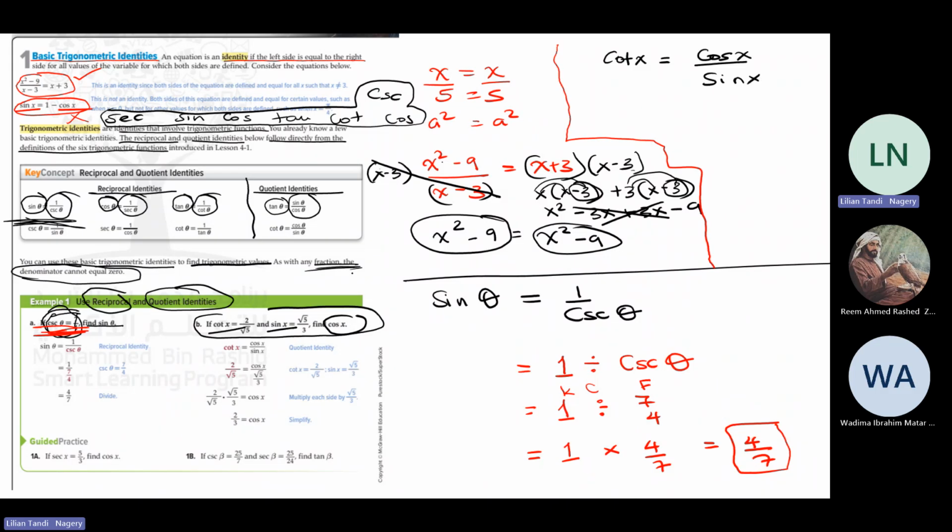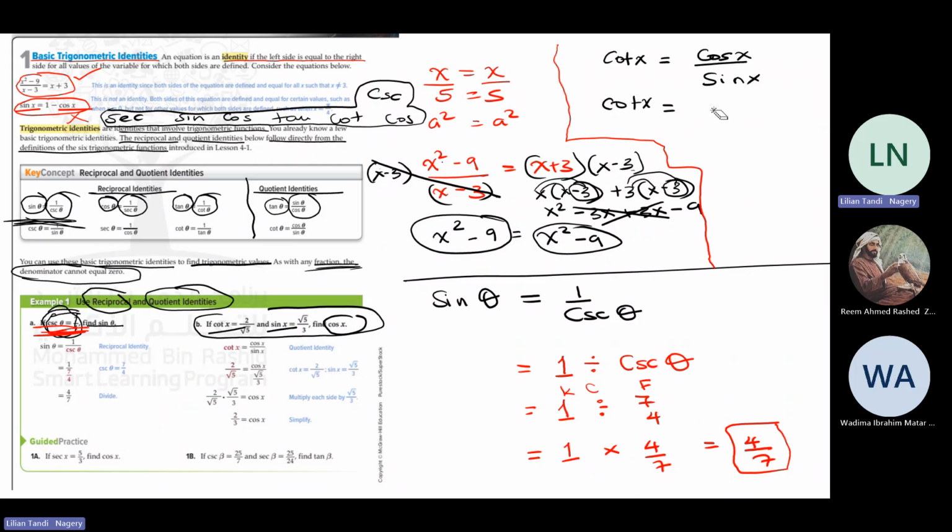What do you have in your su'al? Cot is 2 over the square root of 5. What else do you know? You don't know cos x, so that will stay there, cos x. What do you know? You know sine x. Before I go there, wait, let me just do it this way. Then I will replace my rakams at one time.